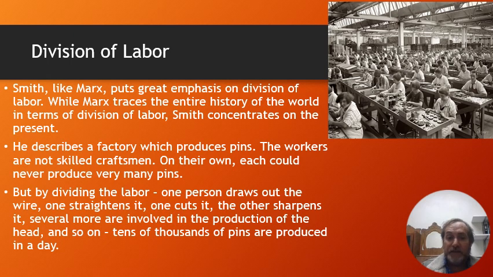But what you get in the factory instead is division of labor, right? So you have one person just pulling wire all day very quickly, another one straightening, passing on, another one cutting, another sharpening, and so on. I think he describes at least 10 people in the factory, and certainly you can have many, many more. And in that form of production, you can get tens of thousands of pins, right? Whereas each person on their own might at most make like 20. With 10 people working together, you can have tens of thousands in a day. Productivity is increased by a huge factor.